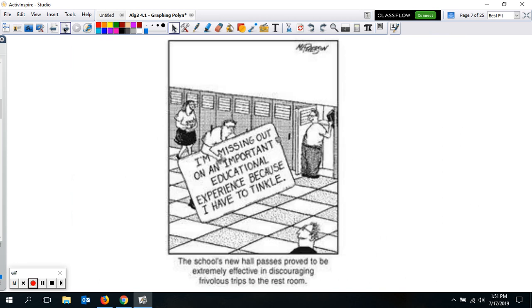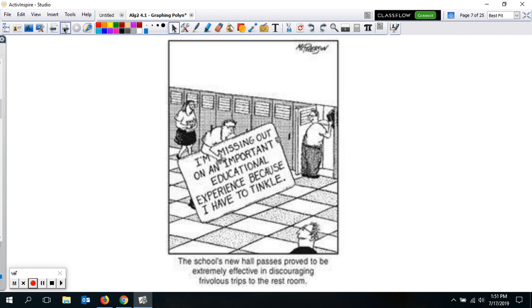So here's a quick cartoon. It says, the school's new hall passes proved to be extremely effective in discouraging frivolous trips to the restroom. This guy's walking down with this huge sign: I'm missing an important educational experience because I have to tinkle. I always love that one.